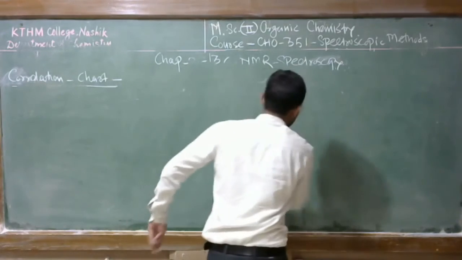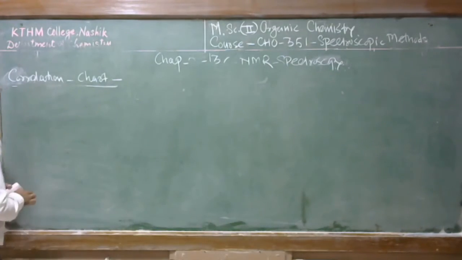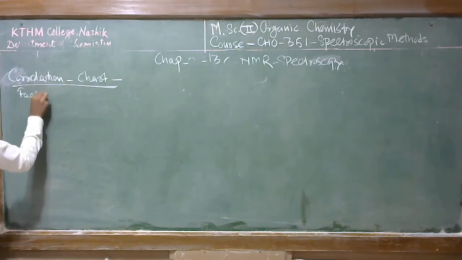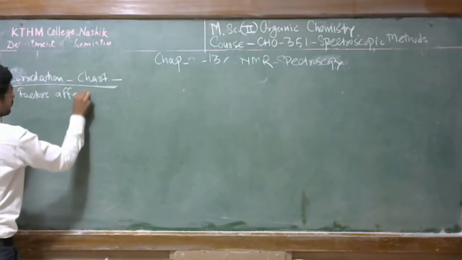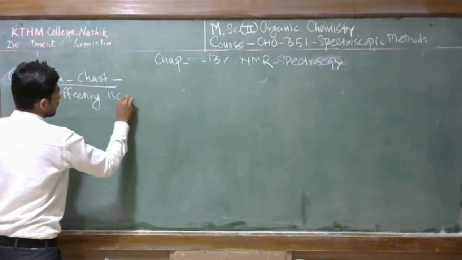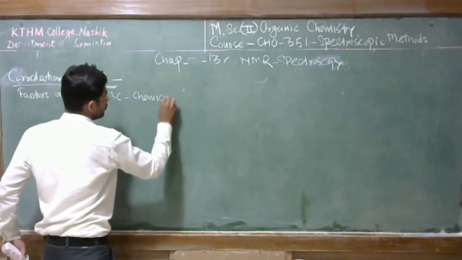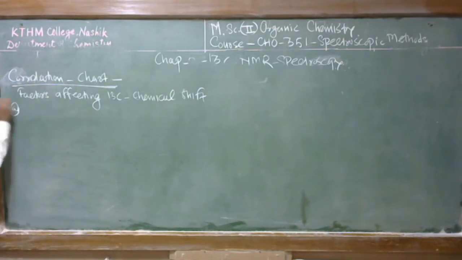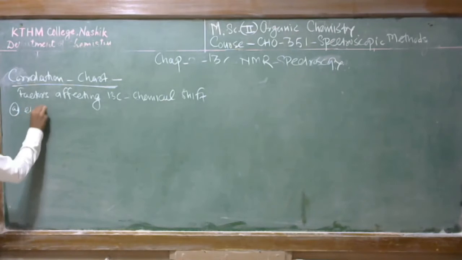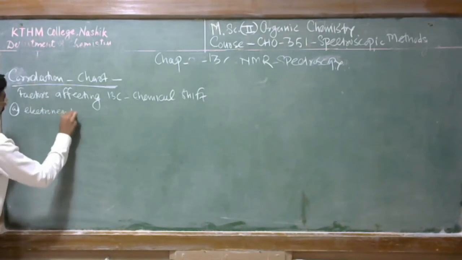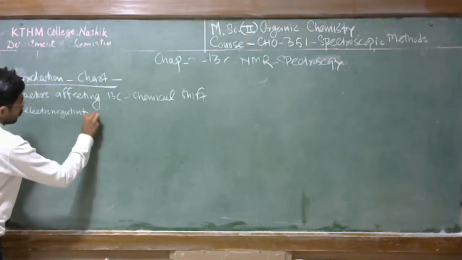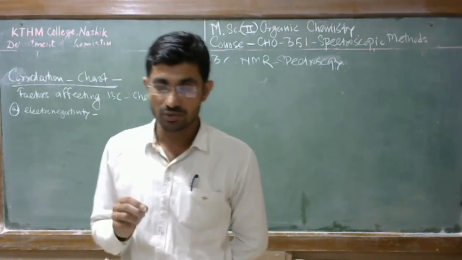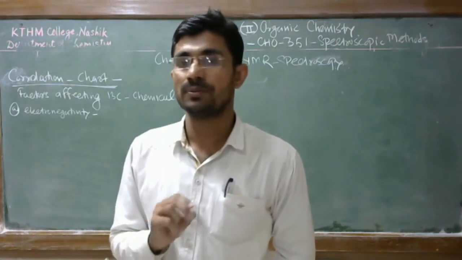So 13C NMR chemical shift value is also affected in the same way as 1H NMR. That is, three factors affect the 13C chemical shift. Same as 1H NMR, the first is electronegativity. This factor also affects the 13C NMR chemical shift value, same as 1H NMR.